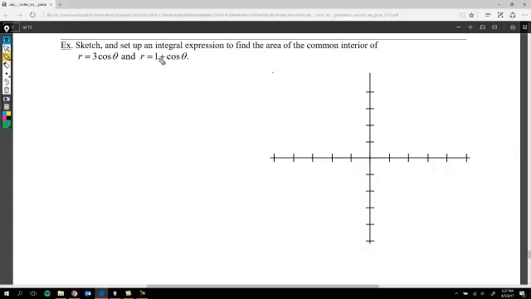Okay, so similar problem. This time I want to find the area that they have in common between my two functions here. So I have a cardioid and I have another circle. So let's draw a picture.